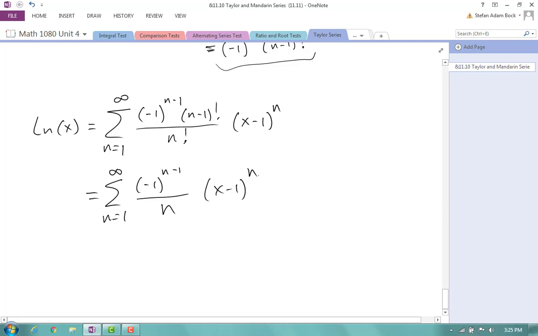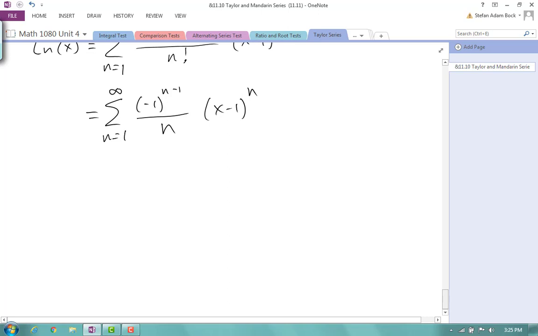So on this, if I do the root or the ratio test, I'm going to find that the radius of convergence is actually only 1. Which makes sense because the center of this power series is at 1, but the natural log of 0 is undefined. It goes down to negative infinity. So let's go ahead and test this.